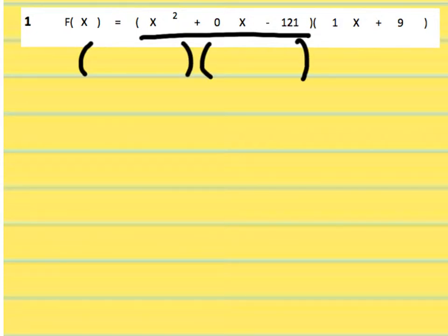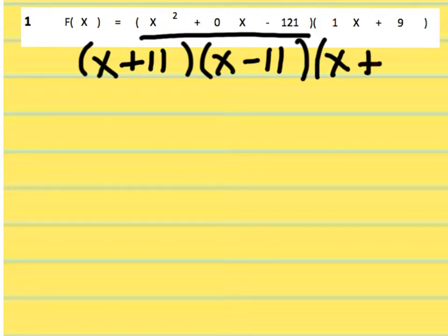You need two numbers that multiply to get a negative 121 and add to get 0. The numbers are negative 11 and positive 11, and if you can find the numbers and their signs, there's no need to even use the sign chart that I gave you yesterday. If you know it's plus 11 and negative 11, that's how you put them in. So you have x plus 11, x minus 11. On the back end, you still have x plus 9.